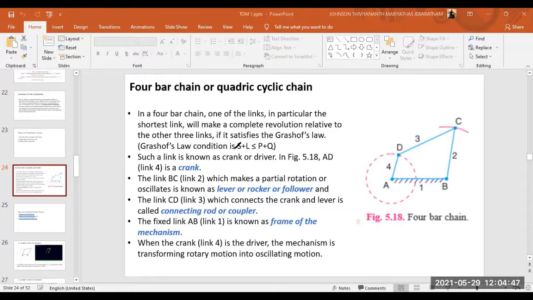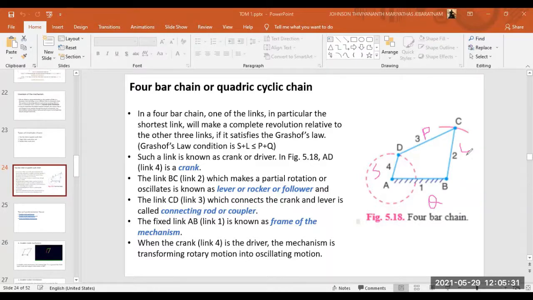The Grashof's law condition is S plus L is less than or equal to P plus Q. Here S means shortest link, L means longest link, and P and Q are the other two links. Either this can be P and this Q, or the other way round. It doesn't matter, but S and L are fixed, the shortest and longest members. So if S plus L is less than P plus Q, then the shortest link will make a complete revolution. This is one fact regarding these inversions.